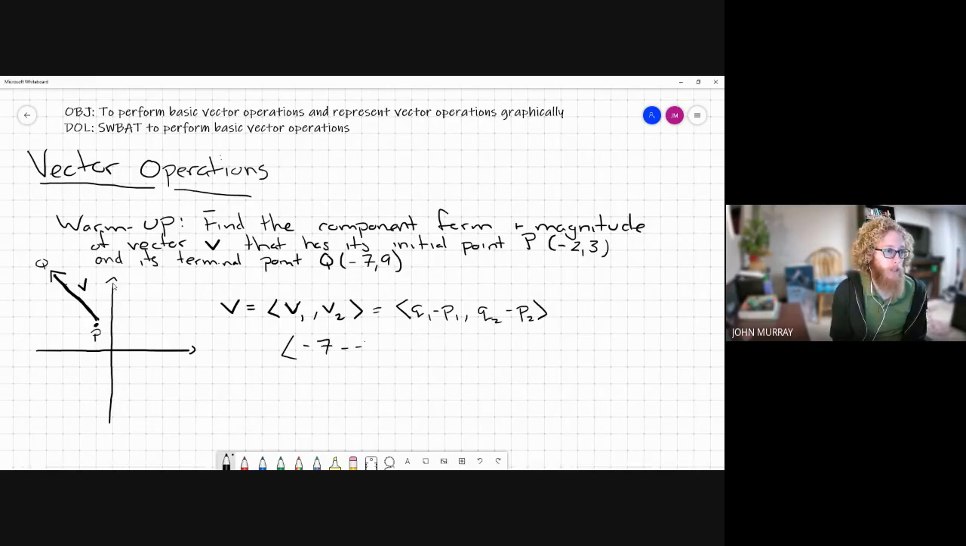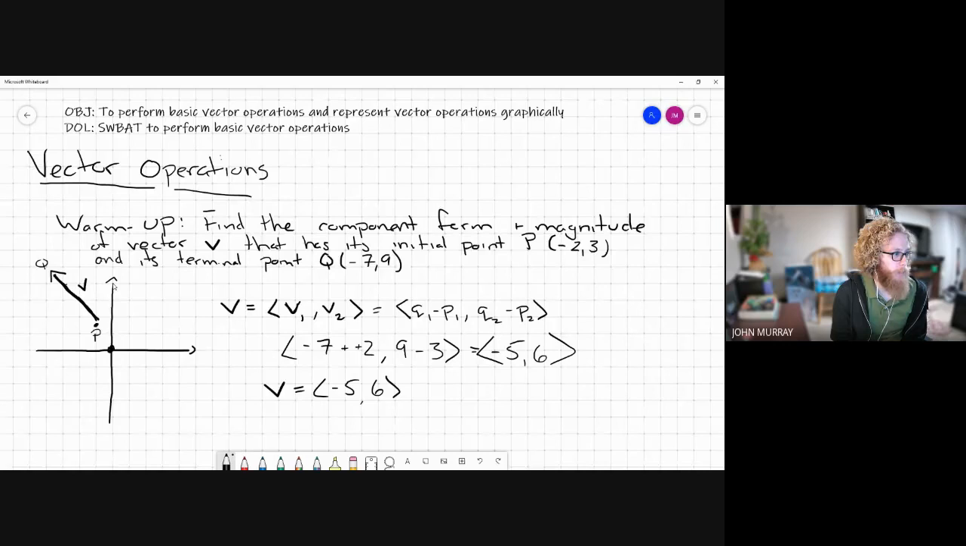So I'm going to have -7 minus -2. Just be careful with your signs. And then we're going to have 9 minus 3. And we just simplify. This becomes plus. So this is -5, and this is 6. So this is my component form, -5, 6. Which means if I wanted to move this so that its initial point was at the origin, these would be the coordinates that would give me the same exact line. So -5, 6.